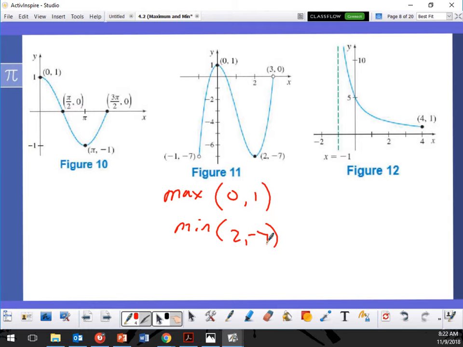All right, what about this one? The max is infinity. Nope. Infinity's not a number. Infinity is an idea. It's going up to infinity. It's going up to an asymptote, isn't it? So it's not going to be a maximum here. There is no maximum on this. Okay, but there is a minimum. Where's the minimum? 4, 1.